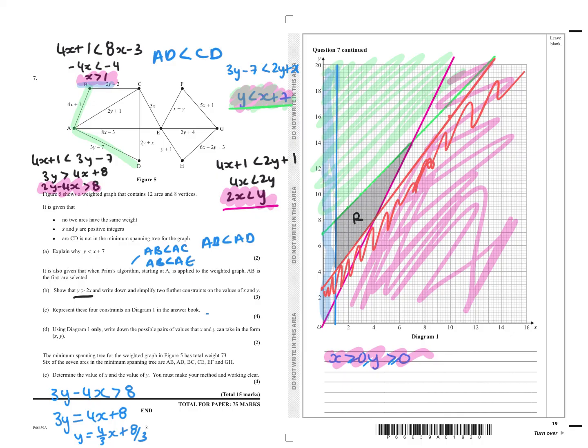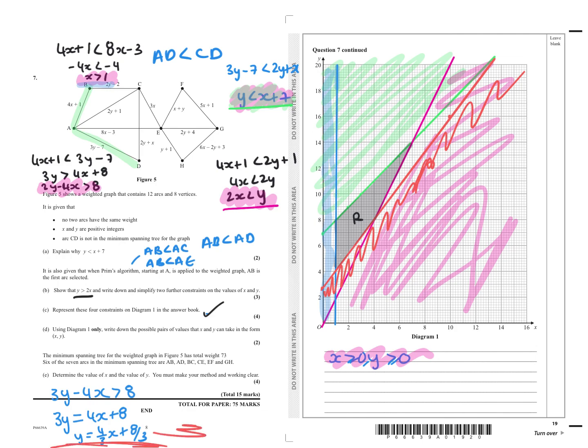This is the region R. This is the one we want. Okay, it then says, represent these 4 constraints on diagram 1 in the answer booklet. Check. There are 4 constraints. We've got 4 lines. Brilliant. So, and this one, there was the red line, wasn't it?